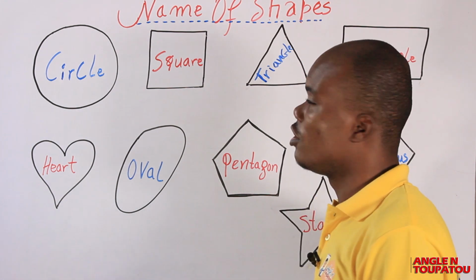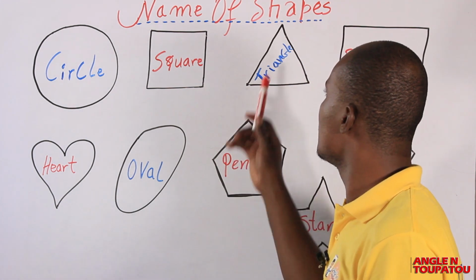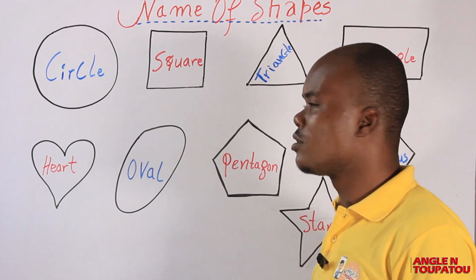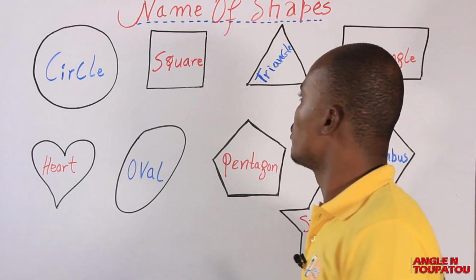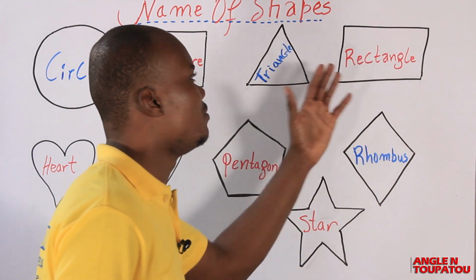You know, a triangle has three angles. Again, three angles. What about a rectangle?